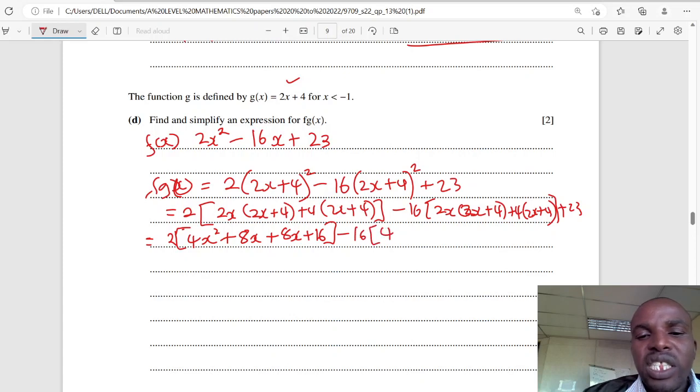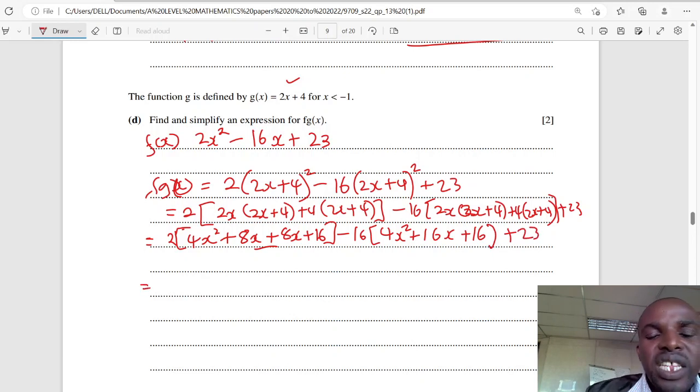It's still the same thing. It's supposed to be 4x squared. Actually, you can just say 8x plus 8x, 16x plus 16. Then plus 23. Then taking it further, this will be 16. Please take note, this one will be 16x. So remove brackets by 2.